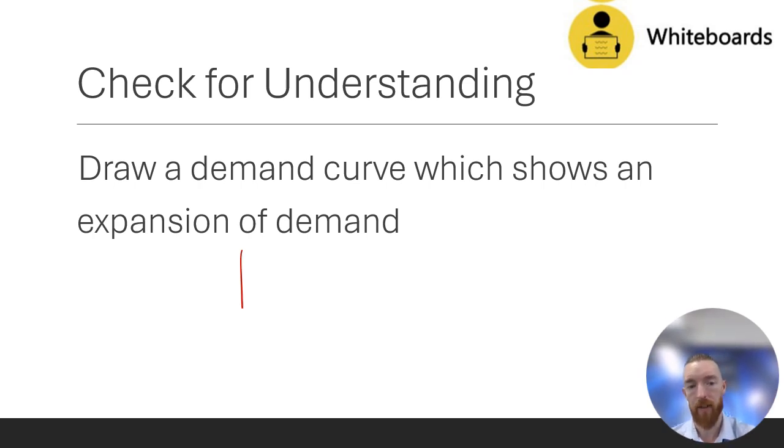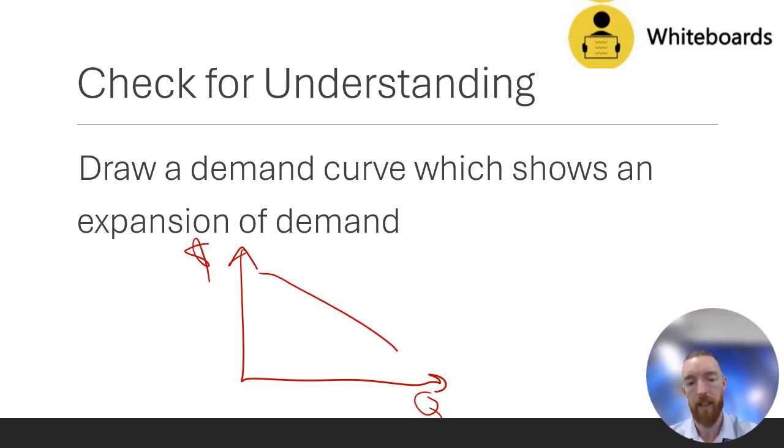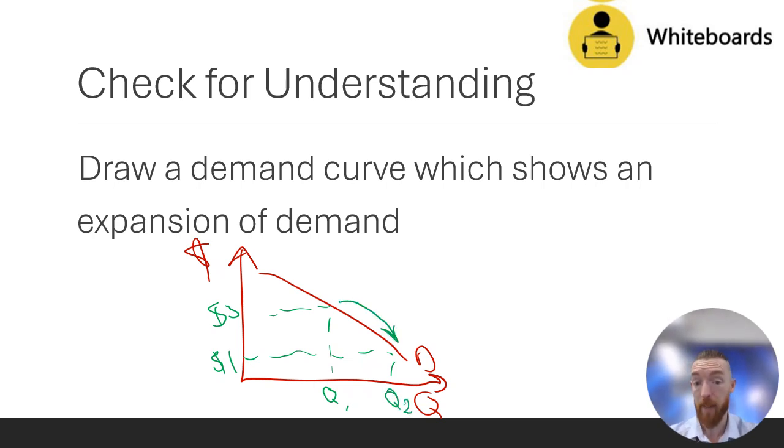So hopefully you would have drawn something that looks like this. If I was to quickly throw one together, we're going to have price, we're going to have Q for quantity, a demand curve sloping downwards. We're going to have a price here. We're going to have another price here. We're going to sketch across and go Q1, sketch across and go Q2. And we're going to show that that has had an expansion in demand. If you drew something that looked like that, amazing work.